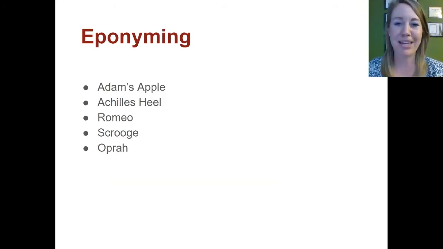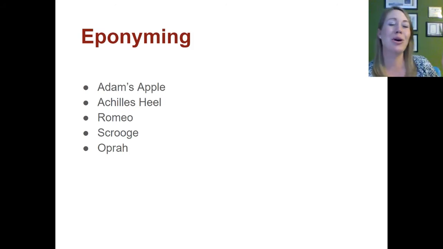There's a lot of eponyming in our language. If I say you're a Romeo, what do I mean by that? Okay, you're smooth, you're maybe handsome, you're romantic. If I say you're such a Scrooge, what do I mean by that? Well, you're awful, probably, okay?